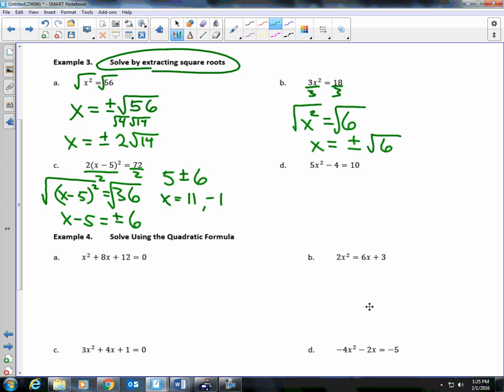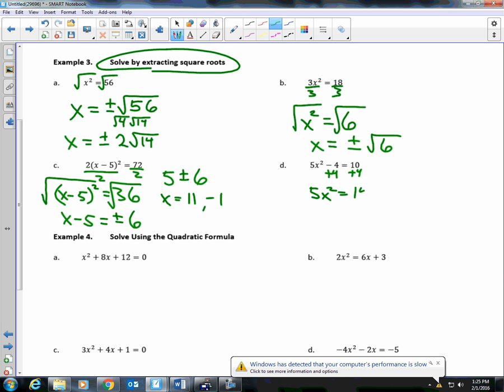Letter D, what do I do first? Before I divide by 5, I will add the 4. I get 5x squared is equal to 14. Now what? Before square root, I divide by 5. x squared is equal to 14 fifths. Now, square root.